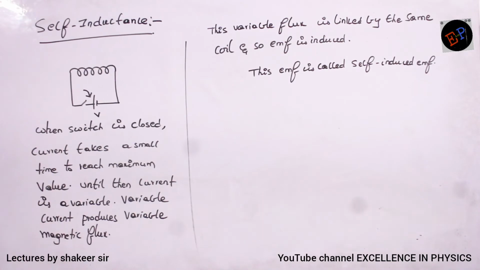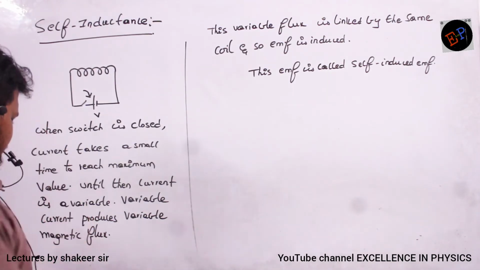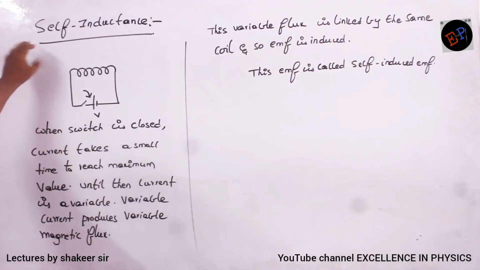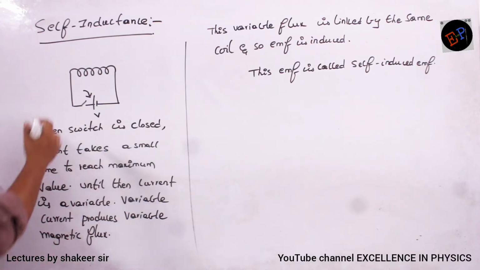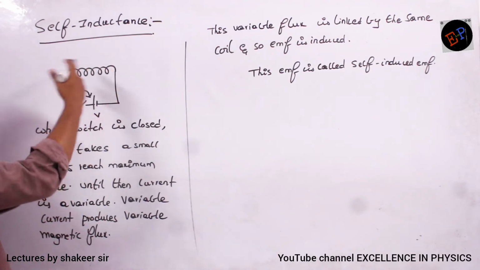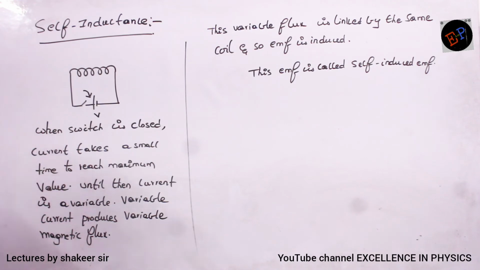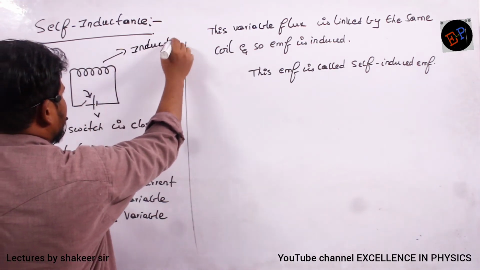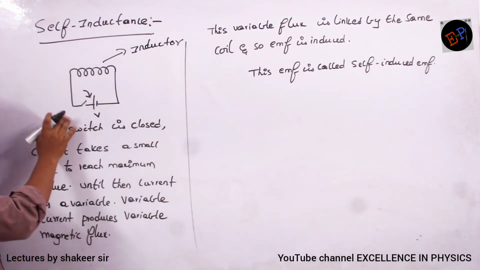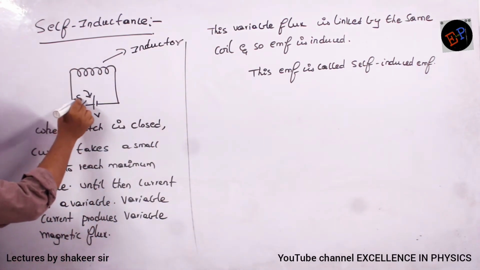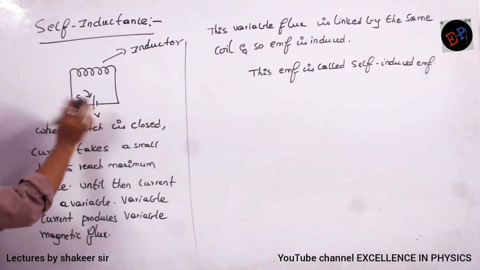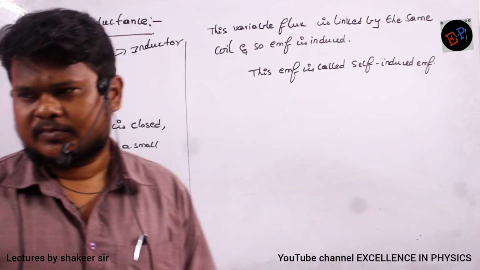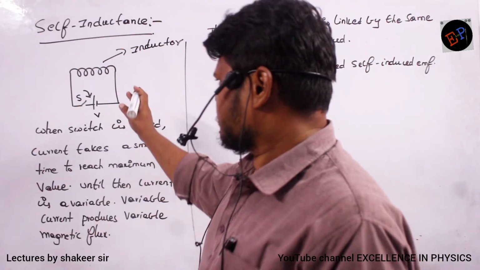Okay. Same. So the next topic which we are studying is self-inductance. See, this is a coil which is wound in the form of a spring, or you can call it an inductor. Now to this inductor we are connecting one switch. There is a switch and there is a source of potential difference. Battery is present. Now if I close the switch, what happens?